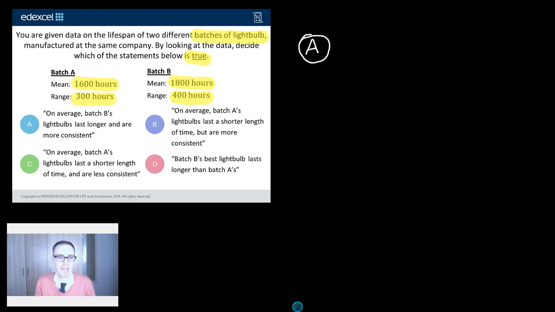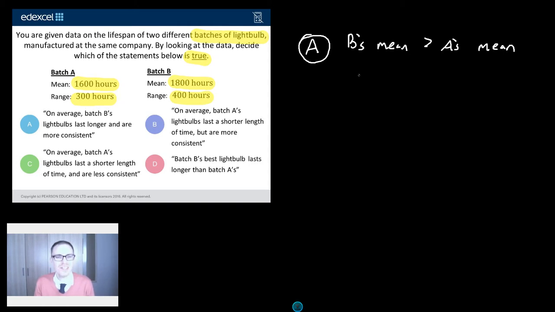So statement A, on average, batch B's light bulbs last longer and are more consistent. Okay, if batch B's light bulbs on average last longer, that must mean B's mean is greater than A's mean, because what you've got to remember is mean is a measure of average. So B's mean must be greater than A's mean if on average B's last longer.